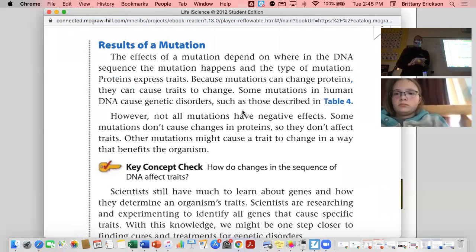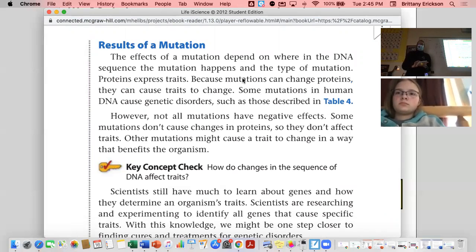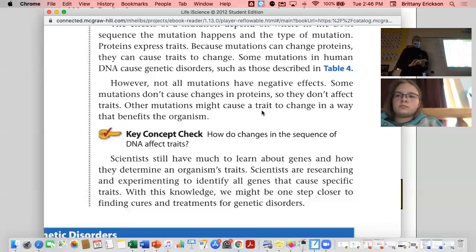The results of a mutation. The effects of a mutation depend on where in the DNA sequence the mutation happens and the type of mutation. Proteins express traits. Because mutations can change proteins, they can cause traits to change. Some mutations in human DNA cause genetic disorders, such as those described in Table 4.